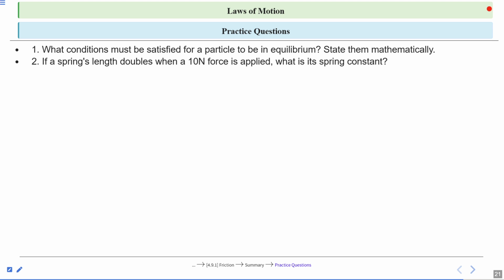Second is, if a spring's length doubles when a 10 Newton force is applied, what is its spring constant? So here you have to find the spring constant. We know Hooke's law, F is equal to minus kx. Here F is given, that is 10 Newton, and the length is doubled.